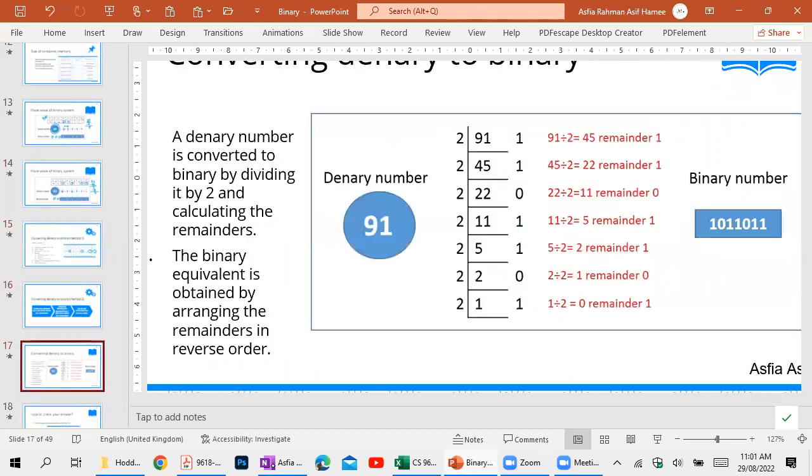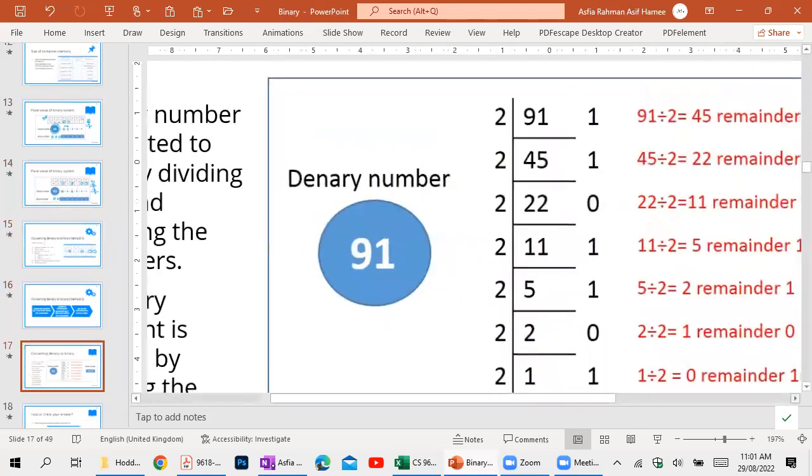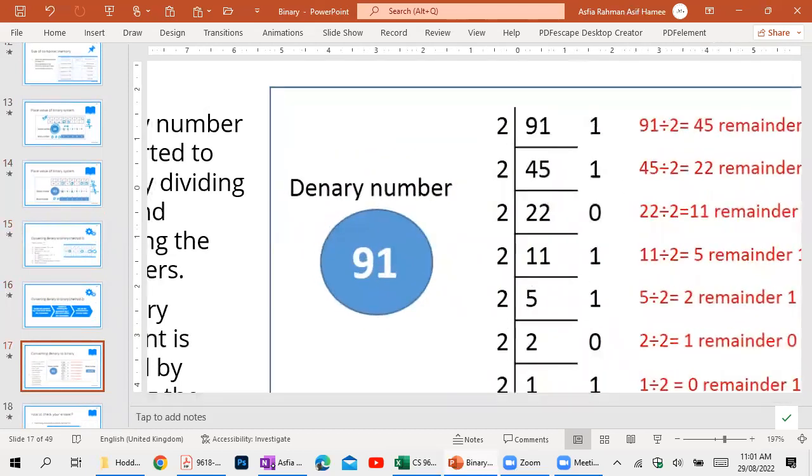Another method is to keep dividing the number by 2. It's written like this: you make a table. You write the denary number 91 and you keep dividing by 2. 91 divided by 2 is 45. This is because it's all divided by 2, so you can do it mentally.